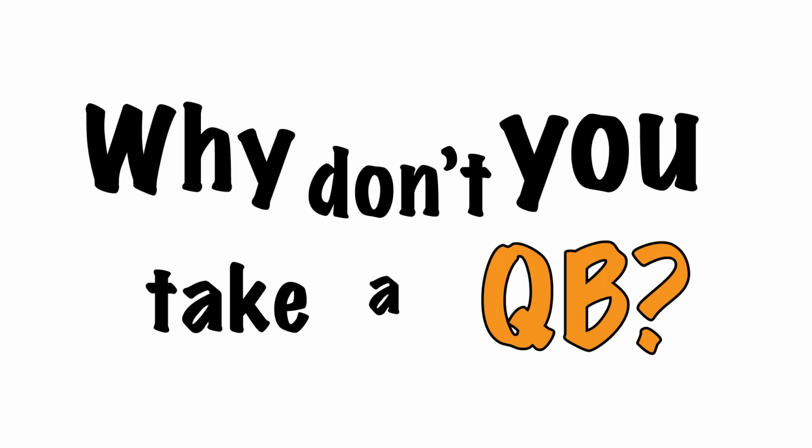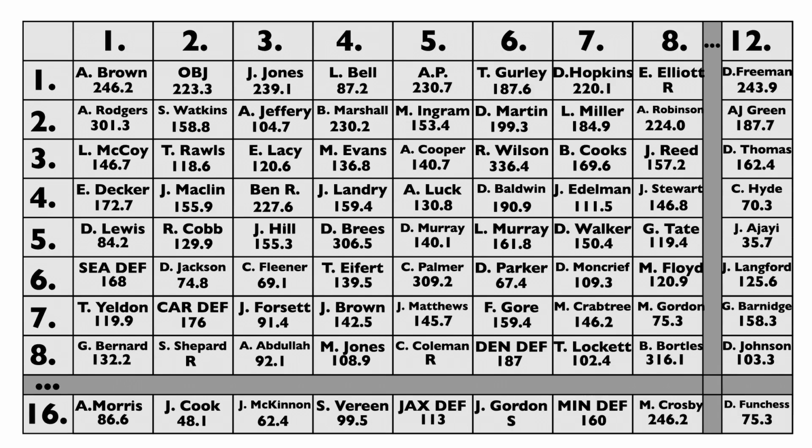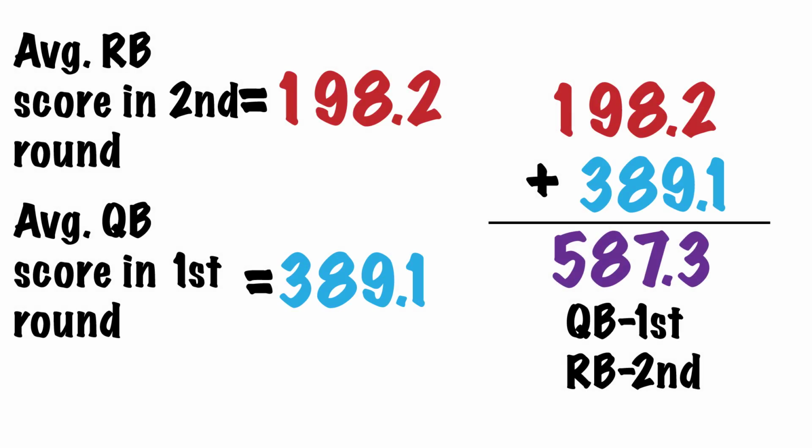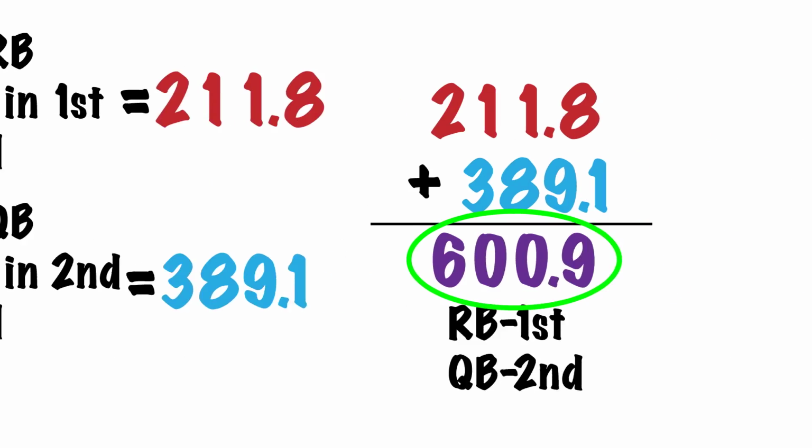Why don't you draft a quarterback in the first round, since they score the most points? Here's the simple answer. Look at this draft board. If you take a quarterback in the first round and say a running back in the second round, your team's point value would be this number. Now, if you draft a running back in the first round, a quarterback in the second round, your team's point value would be higher than the first. This can be said about all the early rounds.